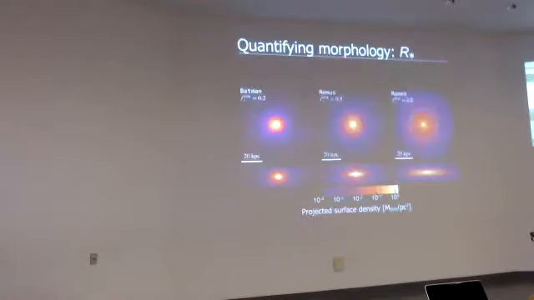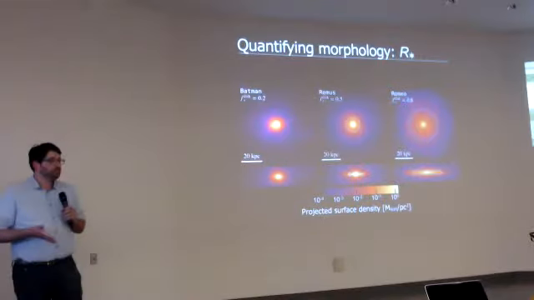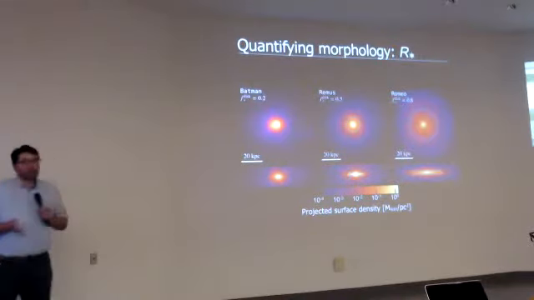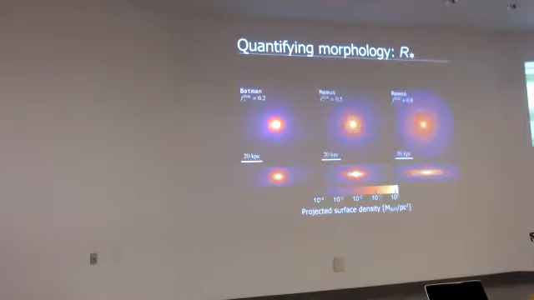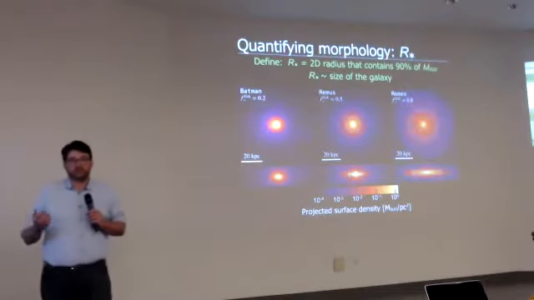Now we wanted to have a spatial measure as well, partially to compare with previous work and partially to compare with our kinematic measure. So what I'm going to use is R star, which I'm going to define as the two-dimensional radius that contains 90% of the stellar mass. So this is basically the full radial extent of the galaxy.